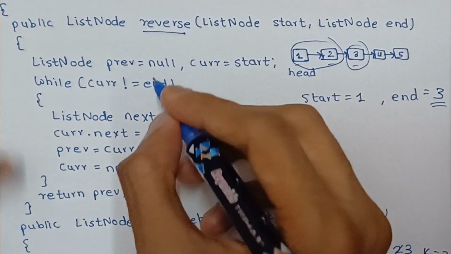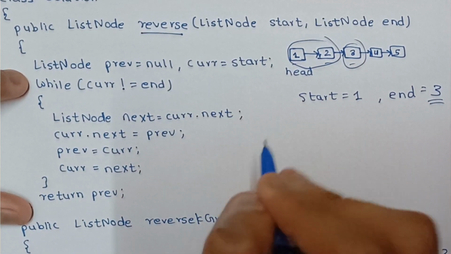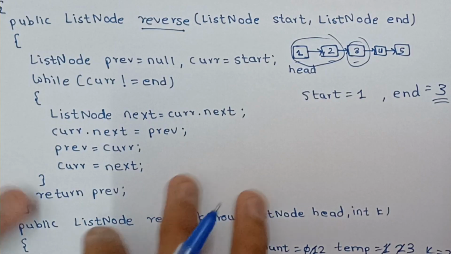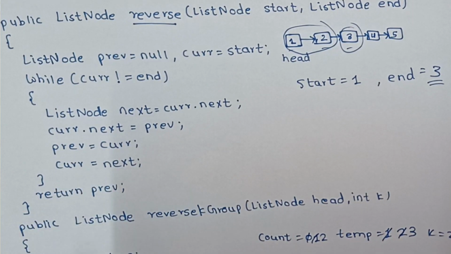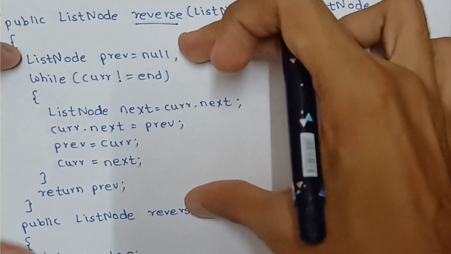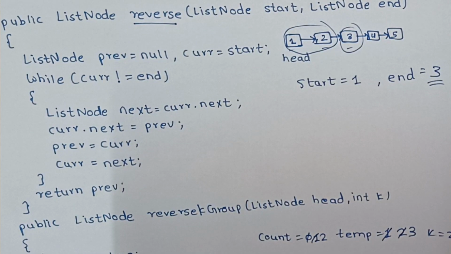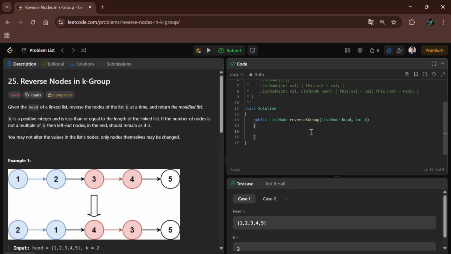This is a very simple while loop, applying a while loop and reversing the nodes of the linked list. I have taught reversing the linked list in another problem. You can refer to that video to understand this part of the code. So this is a very simple approach. Let's understand the code in the Leetcode code editor. We have to create one new reverse function.